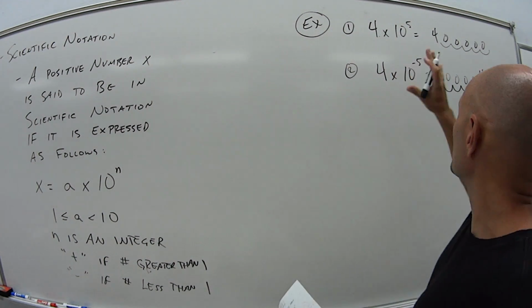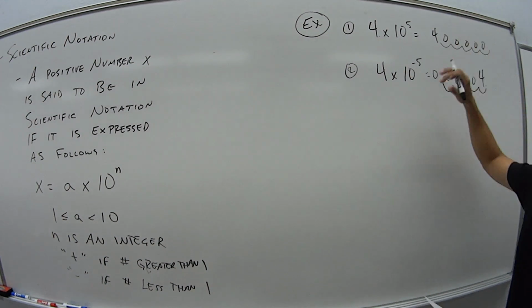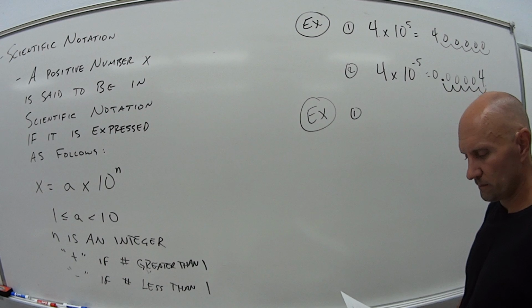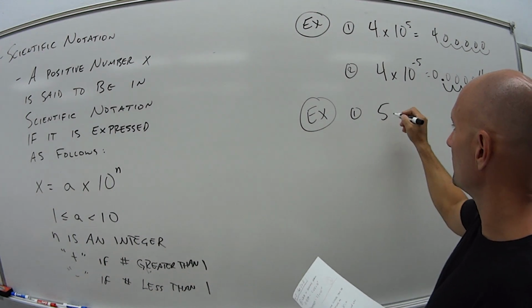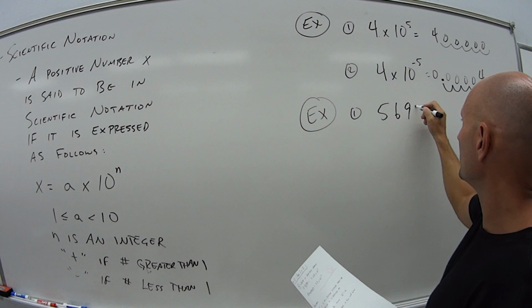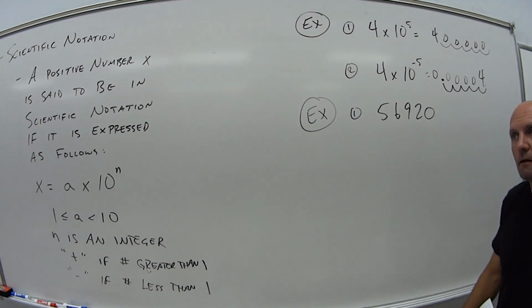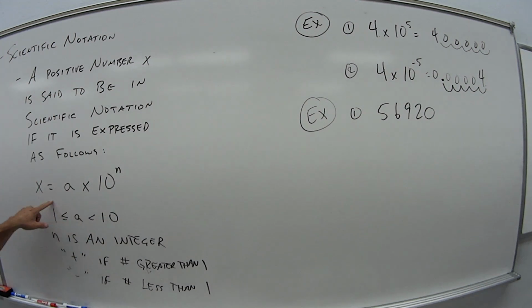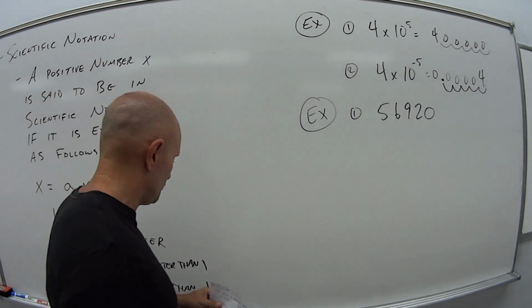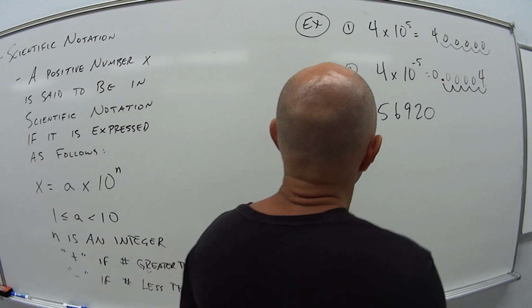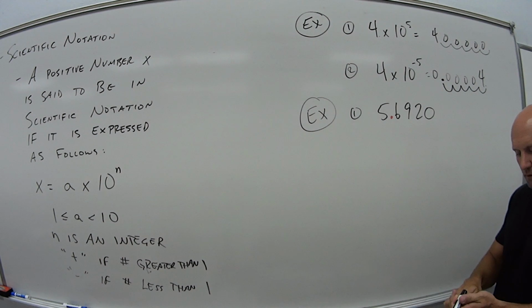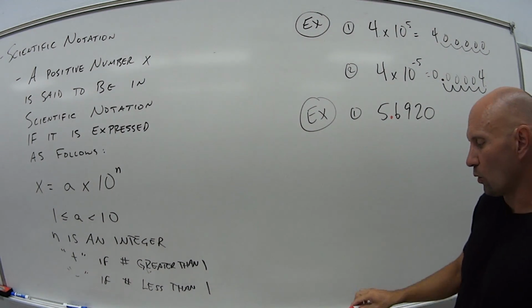Going the other way, what if we're given these numbers, but we want to write them in scientific notation? The first one, let's say we want to write in scientific notation 56920. The first thing we need to do is have the a value be some number between 1 and 10, which means my decimal is going to have to go here, 5 point something. That's what's going to give me a number between 1 and 10.